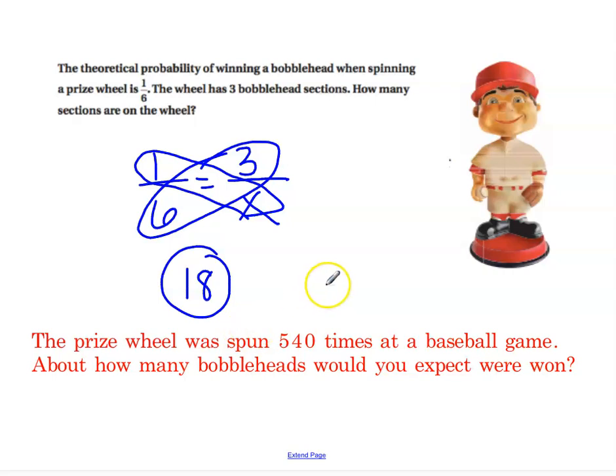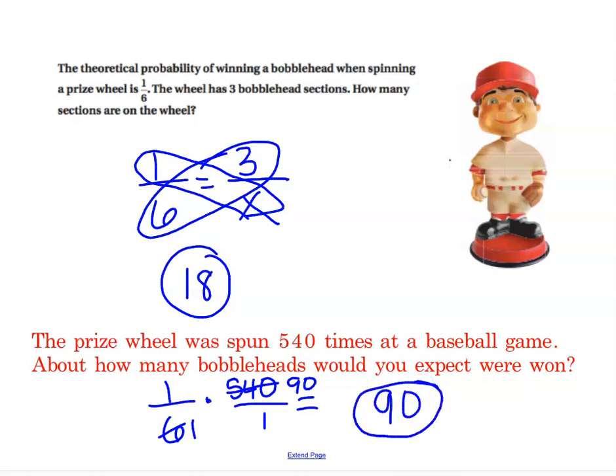So now, the prize wheel was spun 540 times at a baseball game. About how many bobbleheads would you expect were won? So the probability of winning a bobblehead is 1/6 of the time. Now we're spinning the wheel 540 times. So we want to know how many bobbleheads should be won. In this case, we multiply 1/6 of the 540, and we can reduce on the diagonal. 6 does go into 540 90 times. So we would expect 90 bobbleheads to be won.